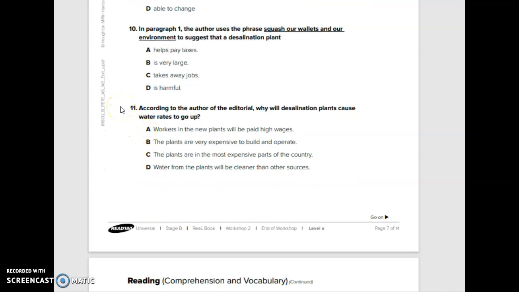Number 11. According to the author of the editorial, why will desalination plants cause water rates to go up? A. Workers in the new plants will be paid high wages. B. The plants are very expensive to build and operate. C. The plants are in the most expensive parts of the country. D. Water from the plants will be cleaner than other sources.